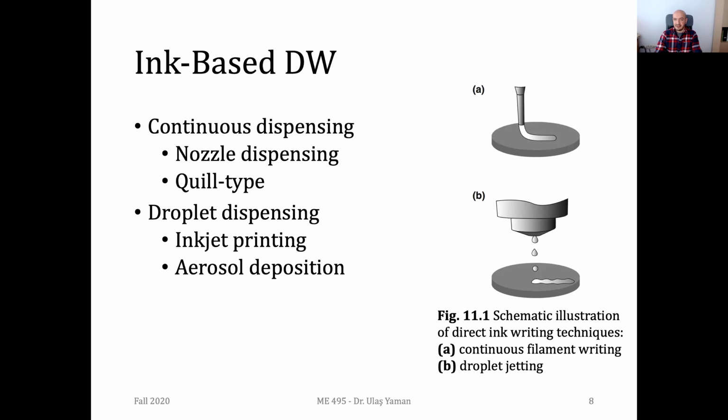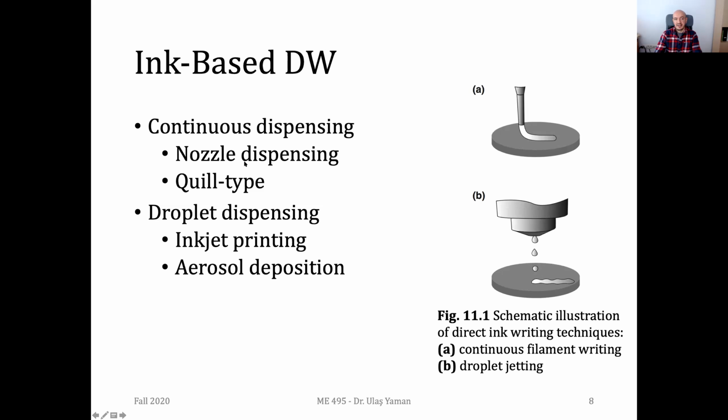Here you see some examples, fundamental sketches for ink-based direct write technologies. Obviously, the first one is continuous dispensing, and the other one is droplet dispensing. You can see droplets, and after they are deposited on the substrate, they are joined, as you see, but the first one makes it easier to obtain such continuous shapes.